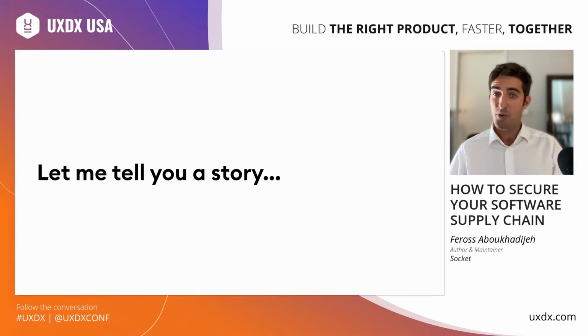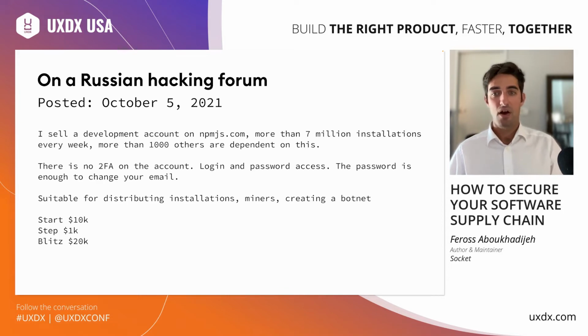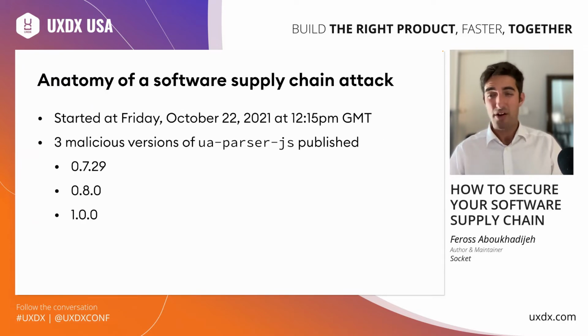Let me tell you a story. On October 5th, 2021, on a notorious Russian hacking forum, this post appeared. A hacker was selling the password to an NPM account that controlled a package with over 7 million weekly downloads. If you hadn't made the connection, that's the same package as before. So 2 weeks later, UAParser.js was compromised, and 3 malicious versions of this package were published. Malware was added that would execute immediately whenever anyone installed one of these malicious versions.